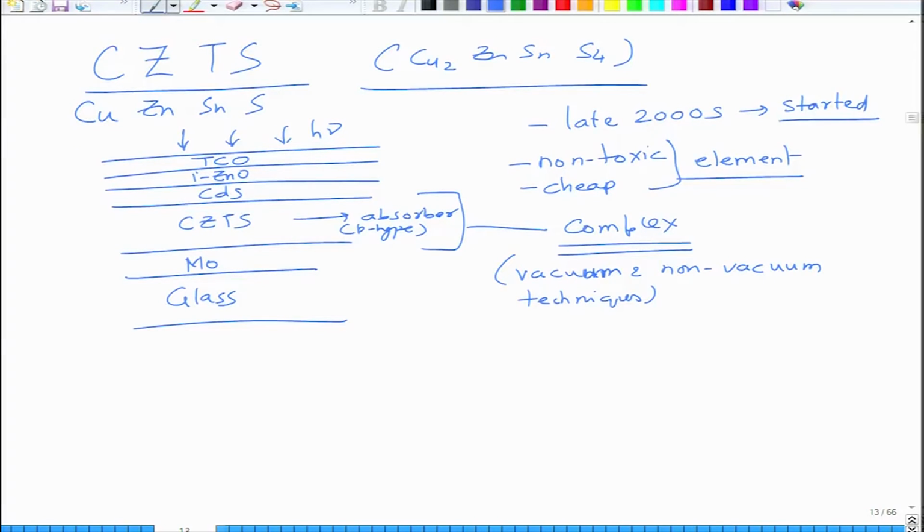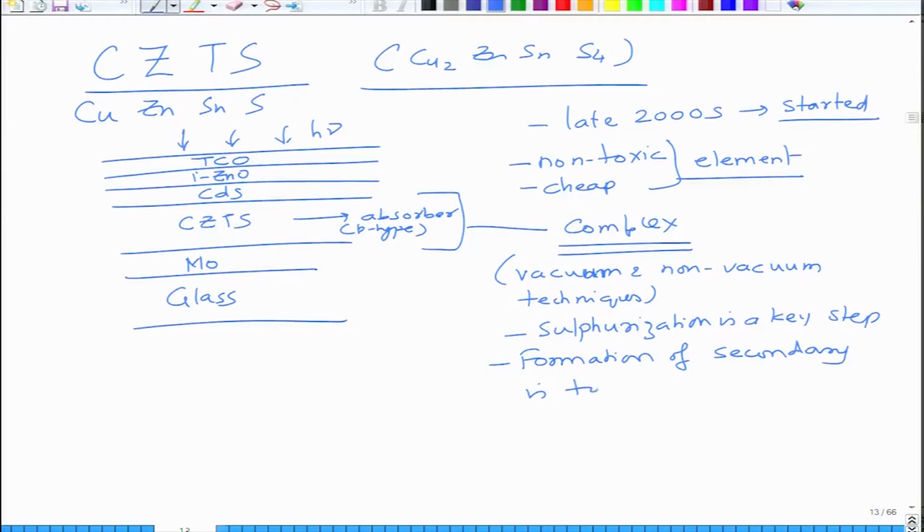Again, in CIGS we do selenization, here we do sulfurization. Sulfurization is a key step, and the formation of secondary phases is to be avoided. So again time, temperature, and ambient to form the phase are extremely important. So fabrication is a tricky thing.